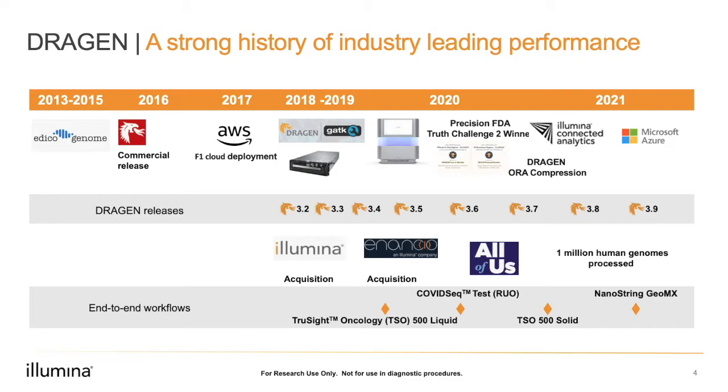We've been adopted as the analysis method of choice for the All of Us program. And in 2021, DRAGEN has already been used to process 1 million whole human genomes worldwide. DRAGEN is also a key component of many of our end-to-end workflows, such as TrueSight Oncology and COVID-seq.